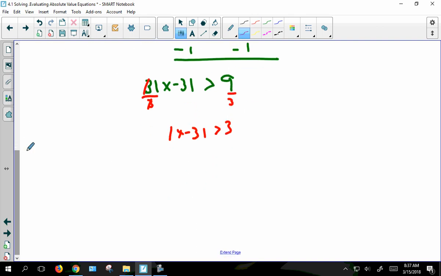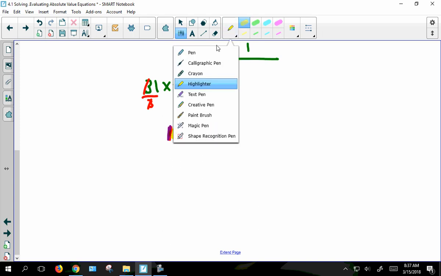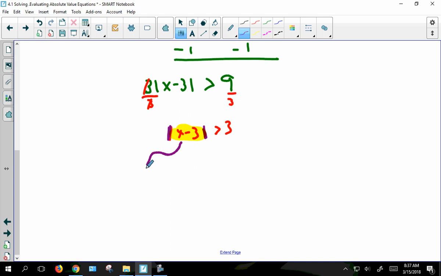So now, what do I do, guys? I take the x minus 3 out, correct? Because it's all by itself, I take this out, and I put it here. So I'm going to put x minus 3. Which sign am I going to use? I'm going to use greater than, and what answer am I going to use? 3.